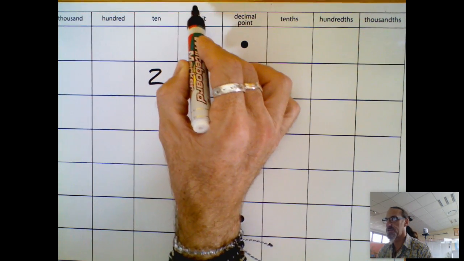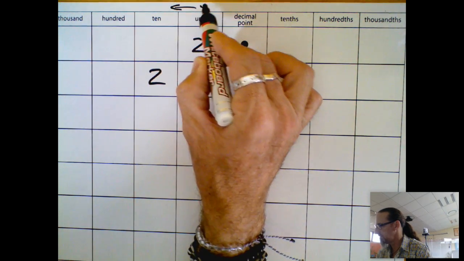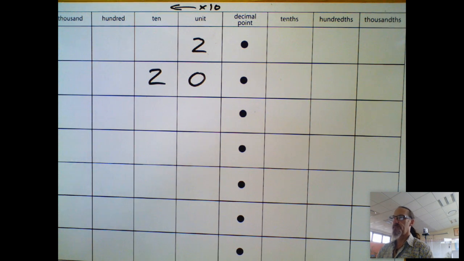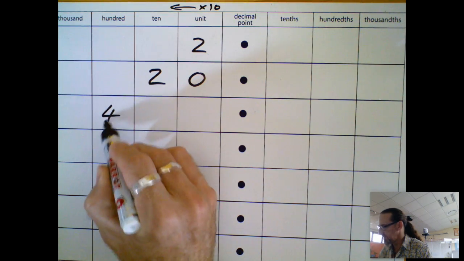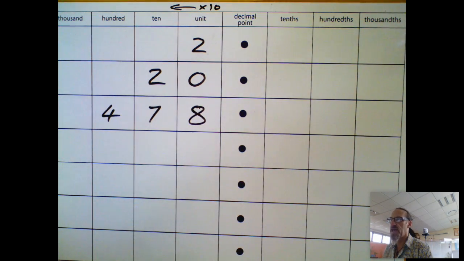If I can just squeeze it in at the top there. Okay, this direction would be saying we're multiplying by 10. Okay, so if I have any number, like let's say I got 478. If I want to multiply that number by 10, I multiply each of those digits.